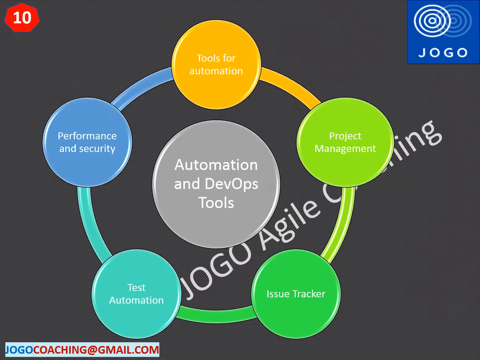The final step in waterfall to agile transformation is to focus on automation and DevOps practices. We can introduce new tools for automation, project management, issue tracking, application monitoring, testing, etc. Automation can be done for unit testing, system testing, performance testing, security testing, and code deployment. These 10 steps will be helpful for any project team or any company to transition from waterfall to agile way of working.